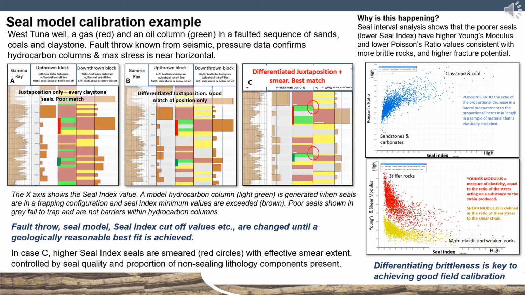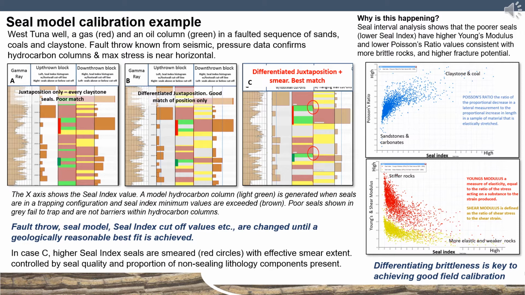This shows a calibration exercise in a West Tuna well with a gas column in red and an oil column in green. The gamma ray is reasonably high through all of the seals, but the seal index profile, as you can see, is quite variable.